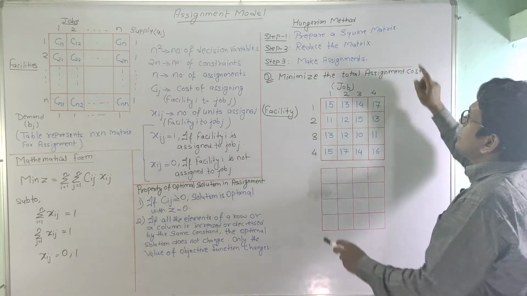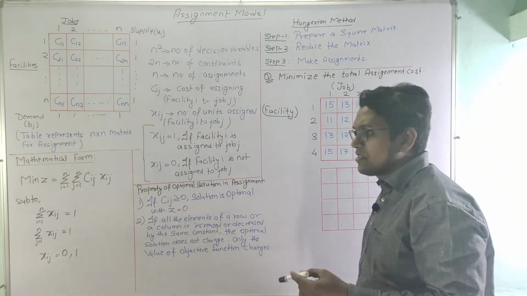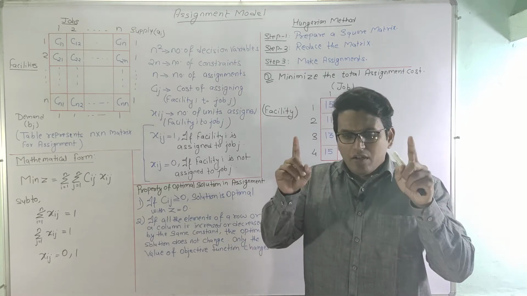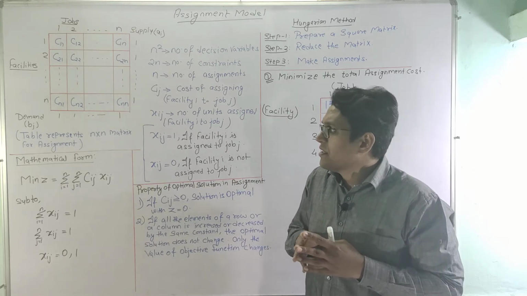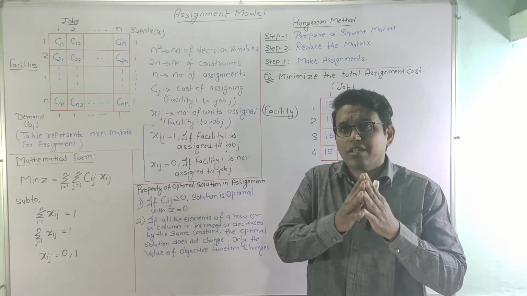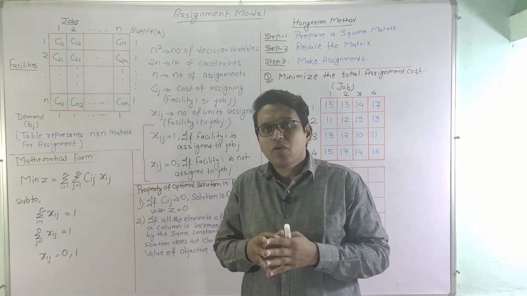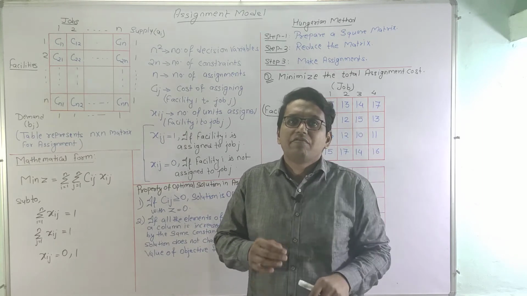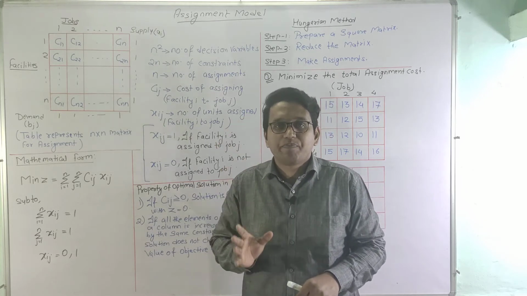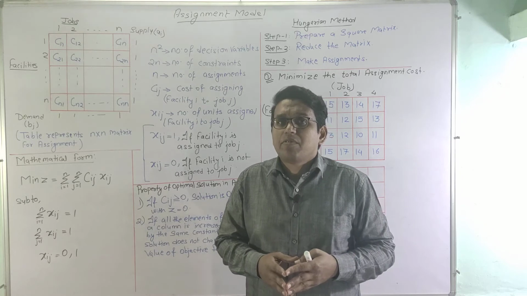So first is to prepare a square matrix. As we have discussed, to solve the assignment problem, it has to be a square matrix, and if it is not a square matrix, then we need to add a dummy row or a dummy column to make it a square matrix with cost coefficient 0. We'll take cost coefficient 0 for a minimization problem.